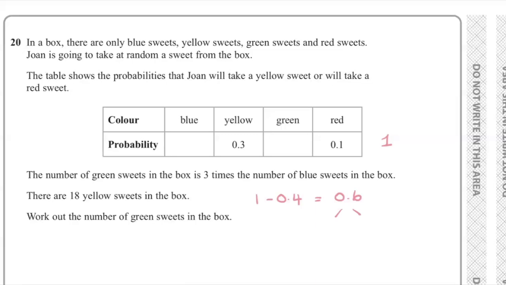Now, if you can see it, it's great. But if you can't see it, this is where your calculator is going to become incredibly useful, because you can just trial it until you find the right thing. So what I mean by that is you could say, okay, if blue was 0.1, then times that by 3, it means the green would be 0.3. But these two do not add to 0.6. So that's not the right split.